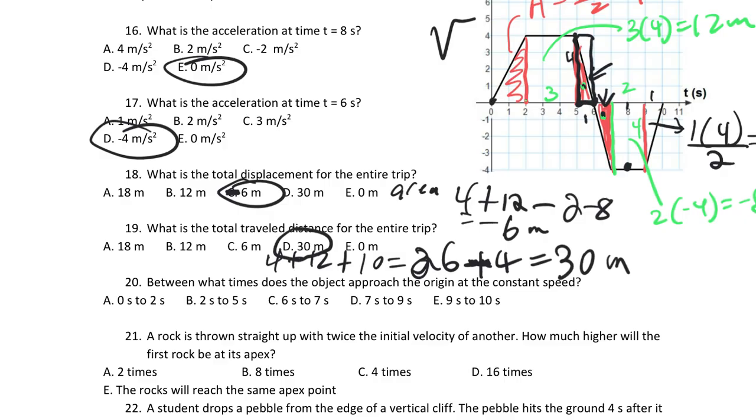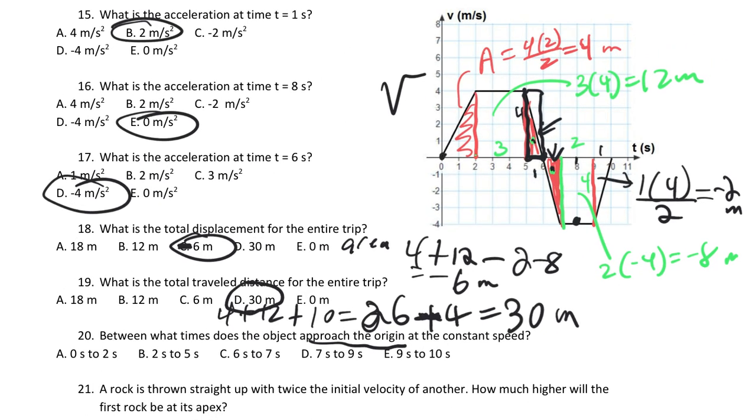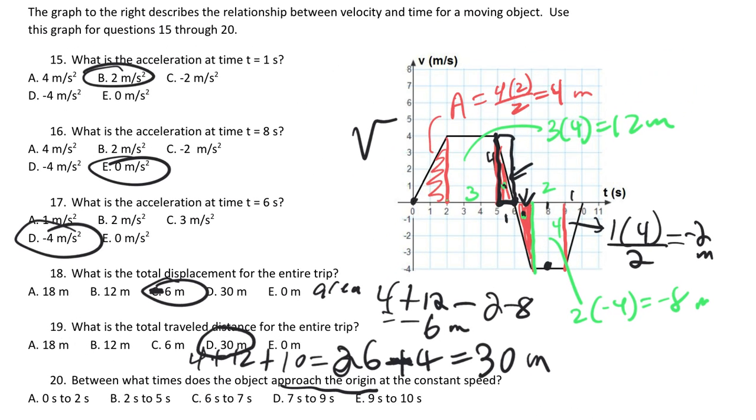So, what time does the object approach the origin at a constant speed? What? So that would be negative velocity. So 5 and 6 is going back toward the origin, and 9 to 10.